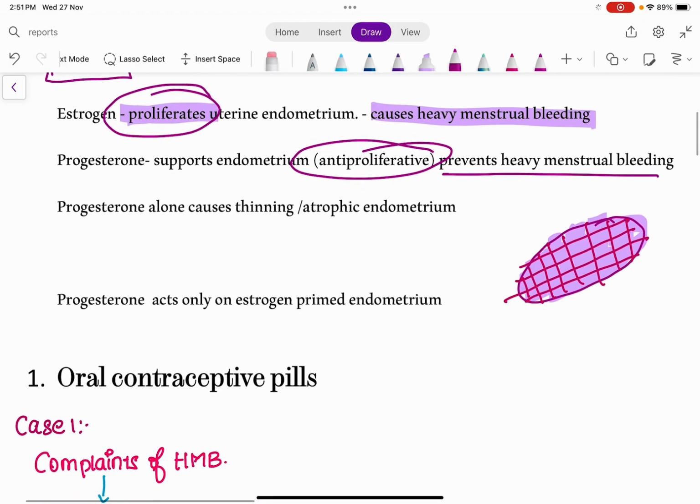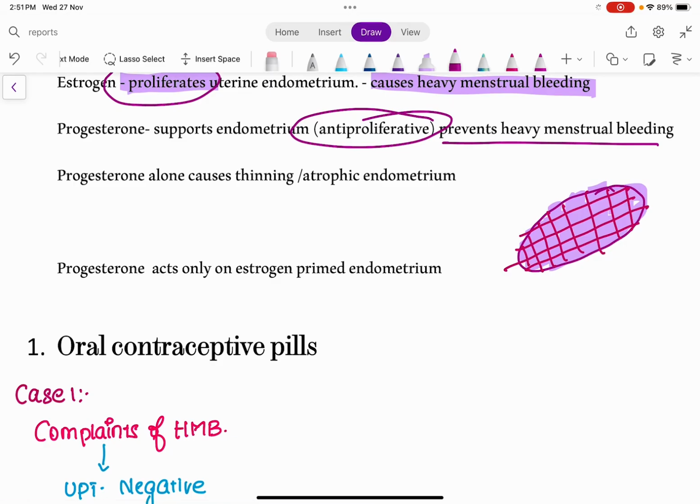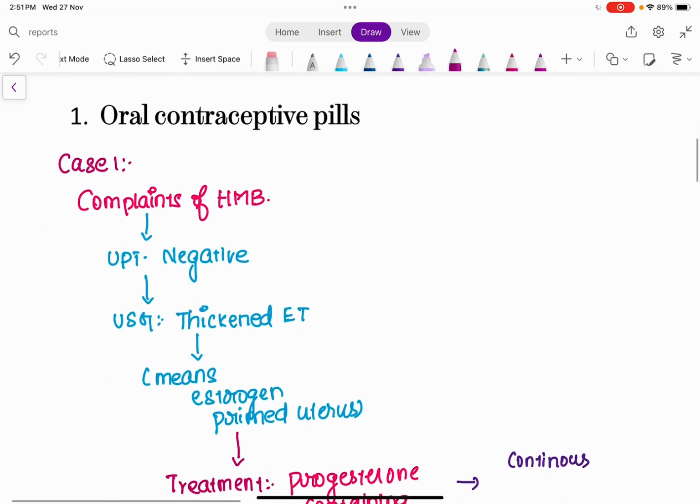The most important note here is that progesterone will only act on a uterus which was primed by estrogen. Unless estrogen primes the uterus, progesterone will never come into play. Clear? Now we are getting into the hormonal approaches. The first hormonal approach is the oral contraceptive pills, most popularly known as OCPs.